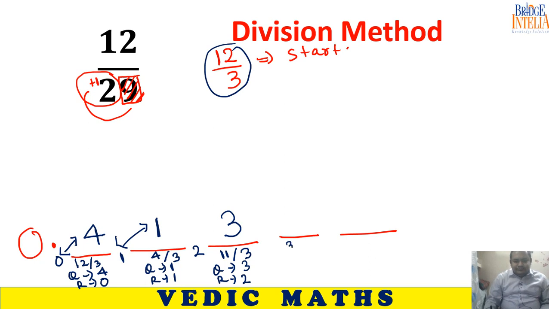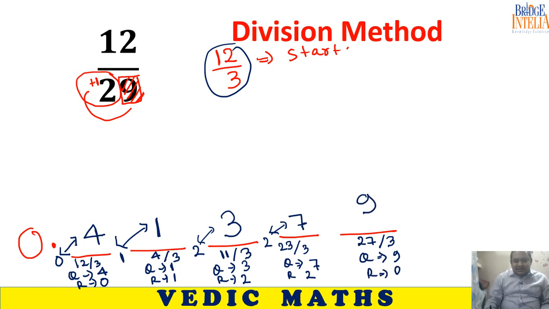23. 23 divided by 3. If you divide 23 by 3, how many times complete division will take place? 7 times. 3 sevens are 21. So quotient is 7. Remainder is 2. So write 2 here. Last blank. So 2 and 7, 27. What happens when you divide 27 by 3? So quotient 9. 3 nines are 27. Remainder 0. So write 9 here, write 0 here.